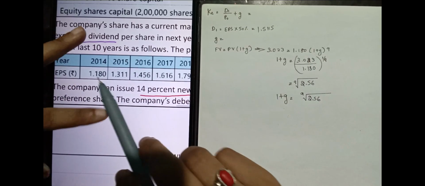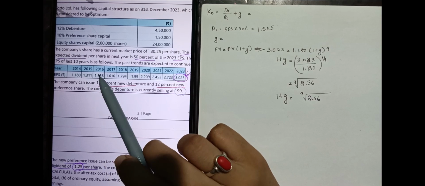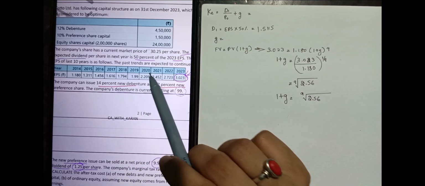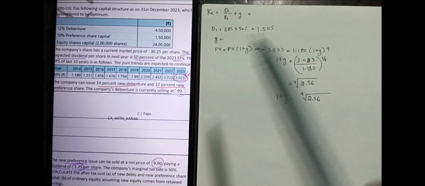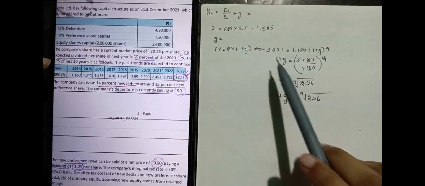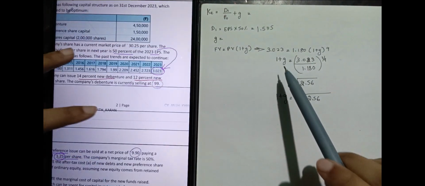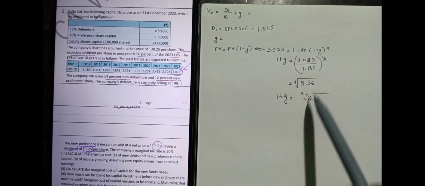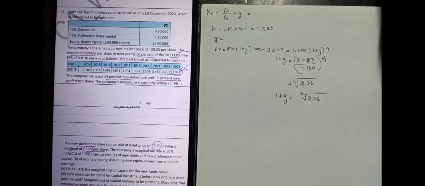And after 9 years, so 2014 to 2015, first year, second year, third, fourth, fifth, sixth, 7, 8, 9, and after 9 years it has become 3.023, right? So 1 plus g to the power 9, and what is the future value? It is 3.023. So now by solving this formula, let's solve this.